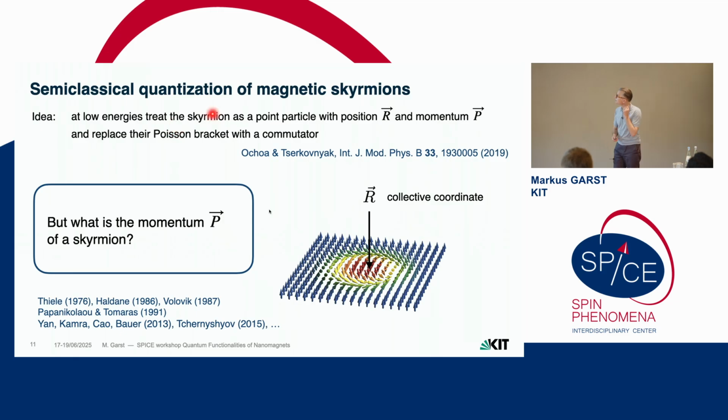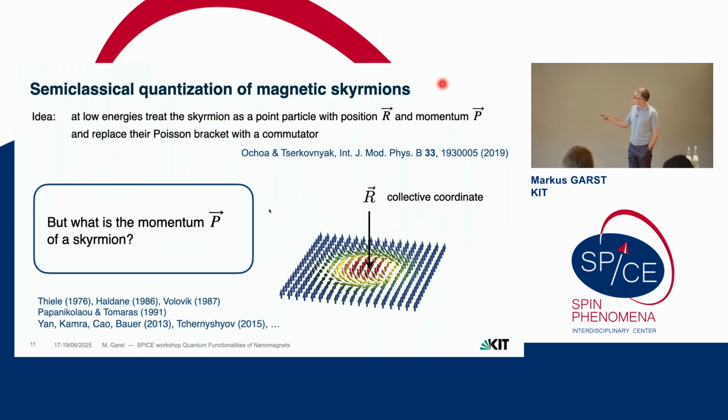So the idea is the following. At low energies, when we are not interested in all the complicated high energy excitations of such a texture, then we could treat the skyrmion as a point particle with a position and momentum, and just replace their Poisson bracket with commutators, as we do in quantum mechanics. Here I'm referring to a very nice review where this approach has been discussed by Ochoa and Zekovniak.